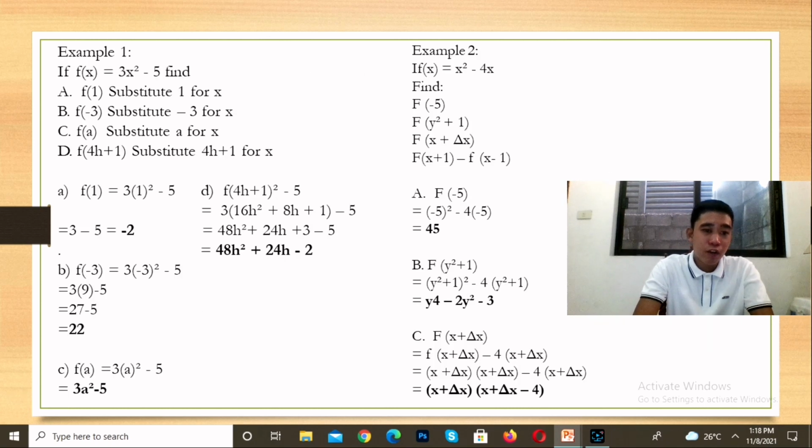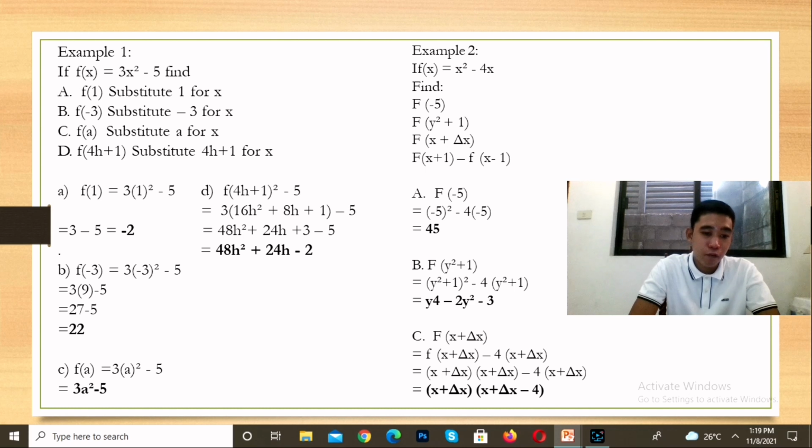Example 1. F of x equals 3x squared minus 5. Find f of 1, f of negative 3, f of a, and f of 4h plus 1. Dun muna tayo sa a. F of 1, substitute 1 to 3x squared minus 5. So 3 minus 5 equals negative 2. B, f of negative 3. Substitute negative 3 to 3x squared minus 5. So 3 times negative 3 squared minus 5. Magiging 3 times 9 minus 5. Magiging 27 minus 5 equals 22.